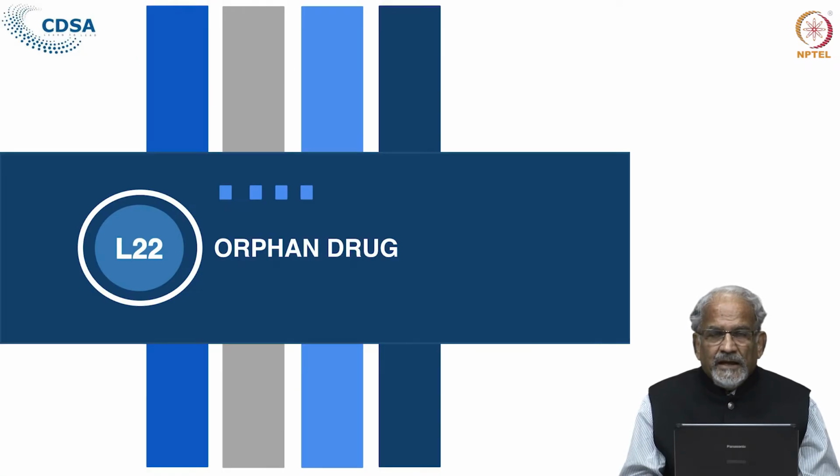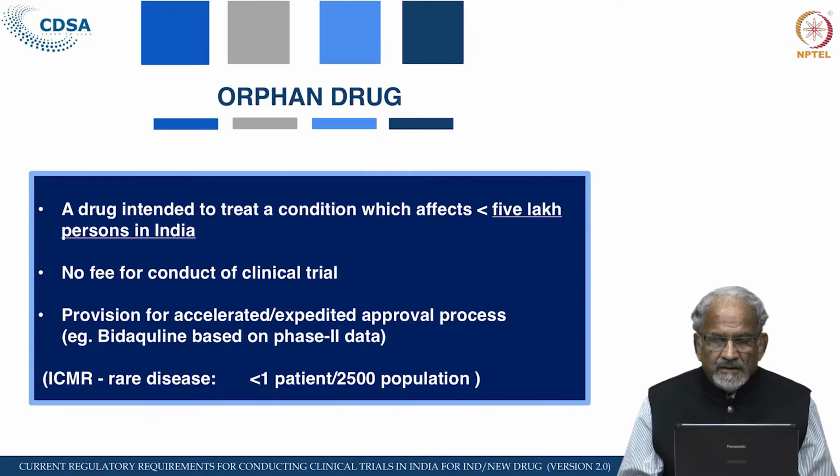In new drug, for the first time we have added the definition of orphan drug, which was not defined earlier, and the orphan drug has been defined as a drug intended to treat a condition which affects less than 5 lakh persons in India. There was no uniformity of definition of orphan drug in literature, different people have used different ones. In India, for this rule, we have defined as a drug intended to treat less than 5 lakh.